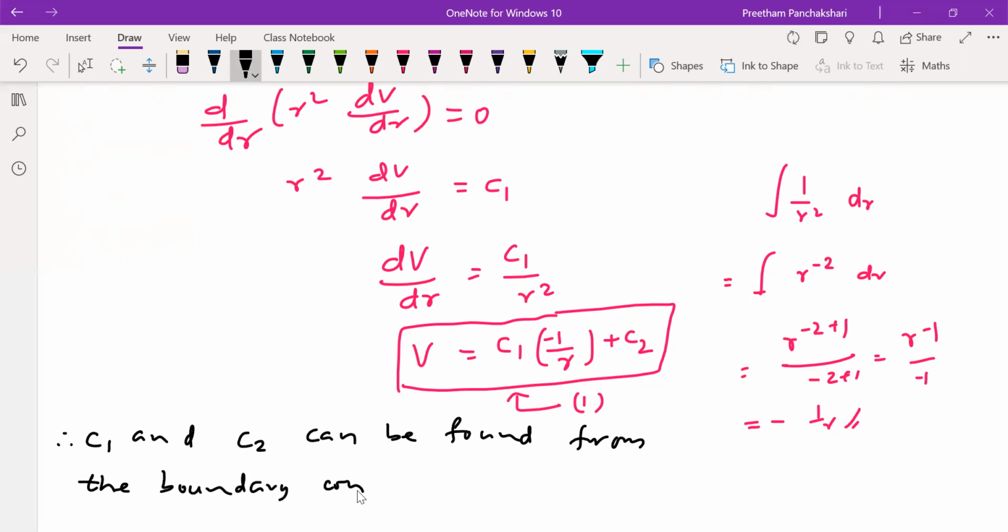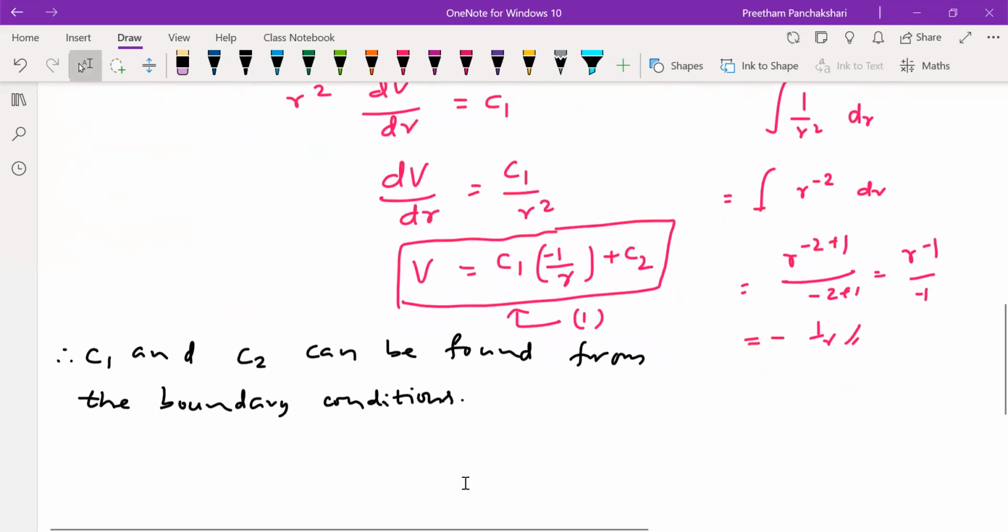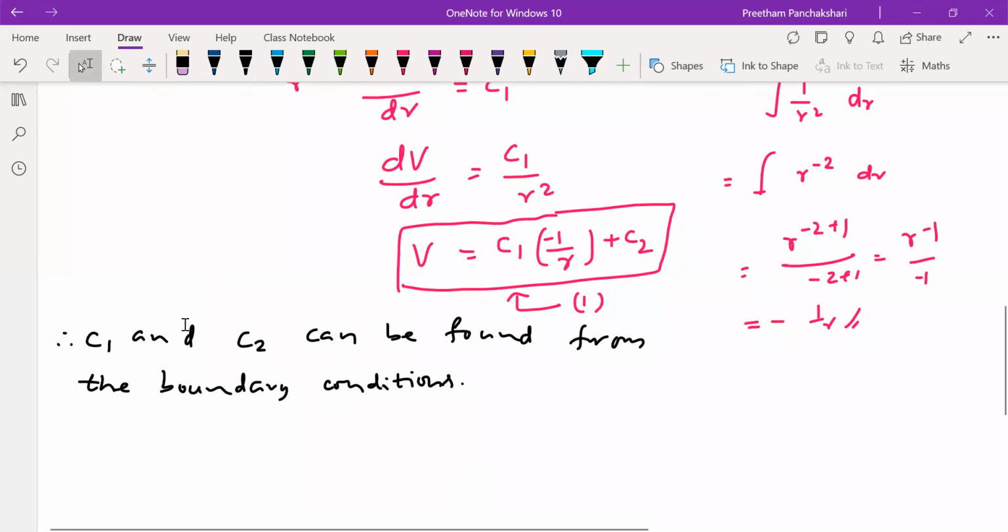Boundary conditions. Usually boundary conditions will be specified in the problem itself. If not, they can be appropriately assumed. Now let us go with the first boundary condition.